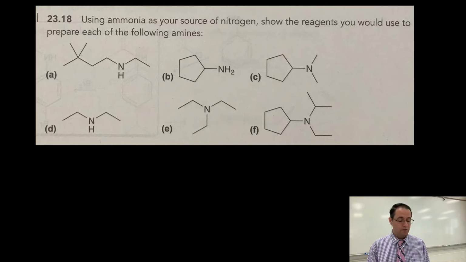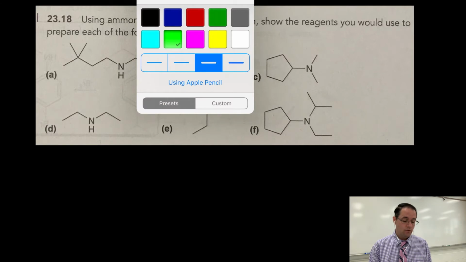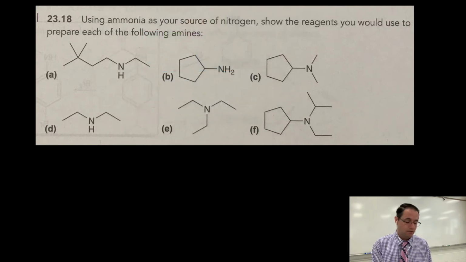So we're going to use ammonia as my only source of nitrogen, and I'm going to show the reagents I would use to prepare each of the following amines, okay? So we want to take this molecule and just choose a side. They look like they're both primary carbons here. This carbon is attached to 1 additional carbon. This carbon is attached to 1 additional carbon. So I'm going to disconnect there, okay?